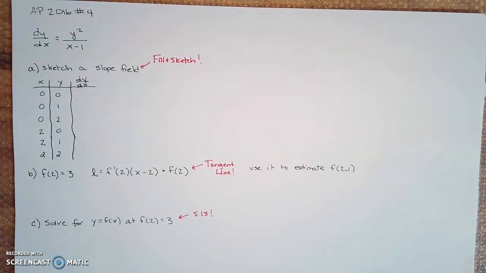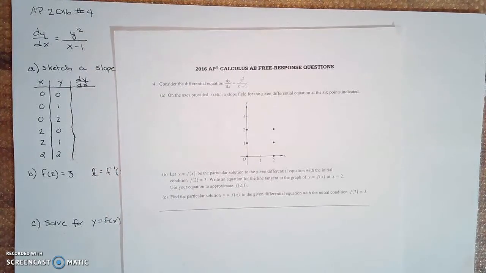Okay, so I'm going to bring the page over here so we can see it for a moment. It says consider the differential equation dy/dx equals y squared over x minus 1. I'm guessing they're going to ask me to do one of a couple things. They're either going to ask me to fill in the slope field or solve it or find a tangent line. And remember, if we hear tangent line, we're going right to our information on tangent line.